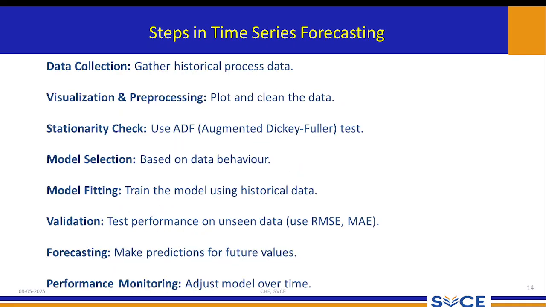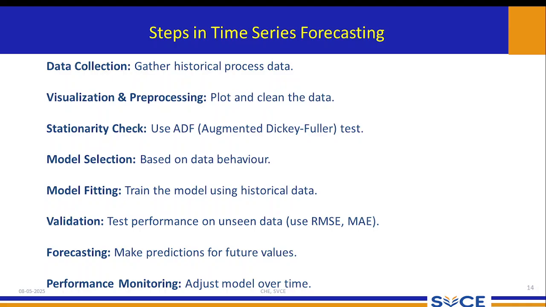Coming to the steps in time series forecasting. First, data collection: gather historical process data, for example, in a batch reactor, how much the temperature is with respect to time, every 10 seconds. Visualize the pattern by plotting the temperature with respect to time. Then pre-process: if there are any anomalies, cyclic behavior or irregular intervals, the noise will be removed in the pre-processing.